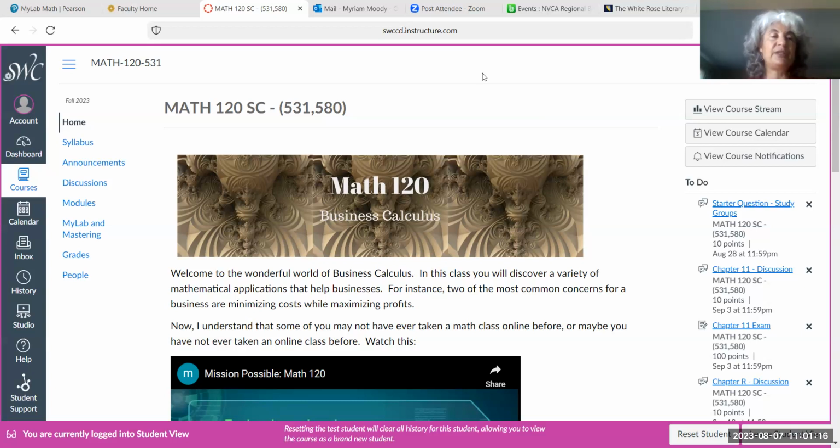Over here on the left, you will see various tabs: the homepage, which you are clearly on, where the syllabus is located, announcements that I have made, discussions, which is where some of your homework is, the various modules, my lab and mastering, where you can find grades, and people in the class if you want to connect to create study groups.